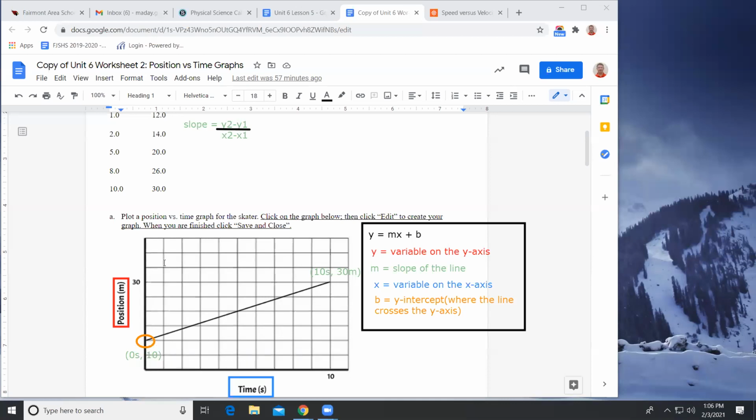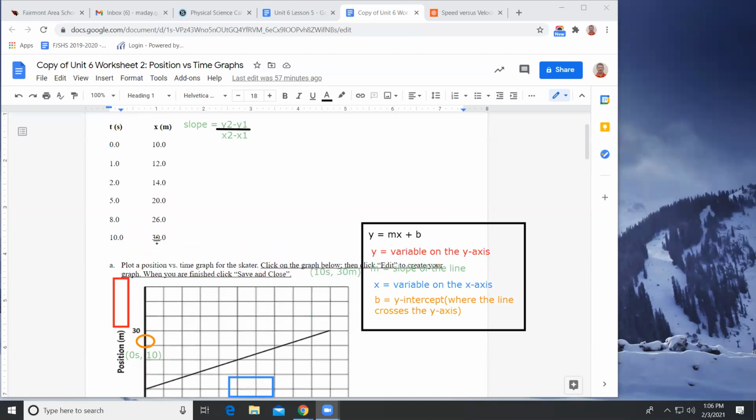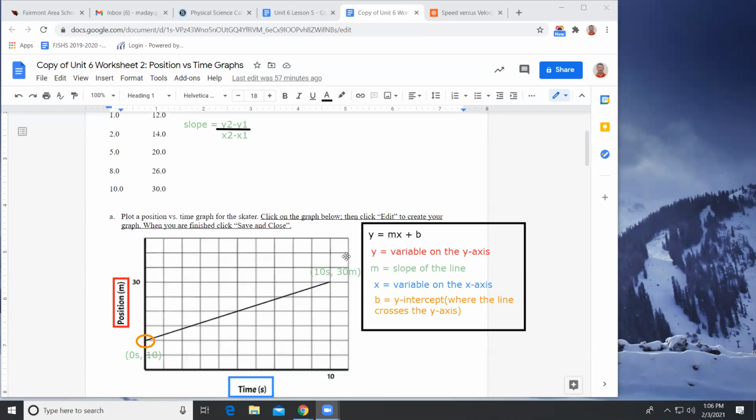And the other place that you can get this information is actually from the data. So you can see here, we have our 10 seconds and 30 meters and our 0 seconds and 10 meters. So if we're looking at this, the t, these would be our points on the x-axis, and the x in meters would be our points on the y-axis.